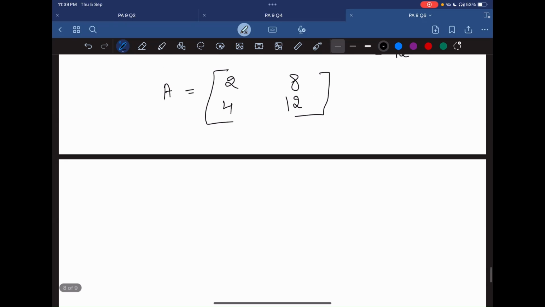Now if we calculate the determinant of A, it is 24 minus 32, and that is minus 8, and that is our answer.